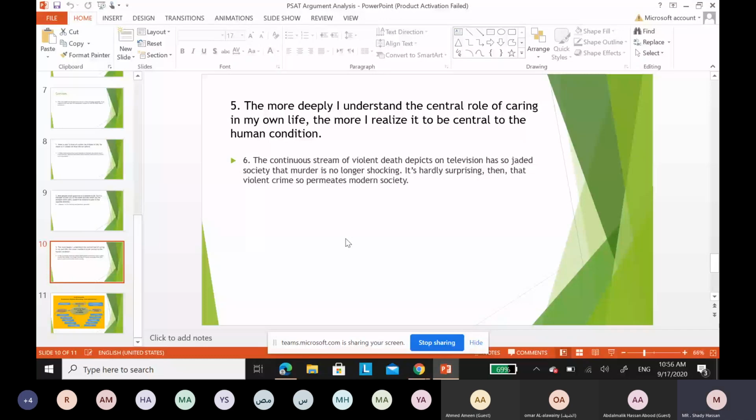It's central to the human condition. The second one after the comma. Yes, the more I realize it to be central to the human condition. It's the conclusion, what I concluded. I've got a premise and a conclusion. The premise, which is something introductory, comes at the beginning, and the conclusion, which is the central idea that is always the result of something. So the premise is at the beginning and the conclusion after this.